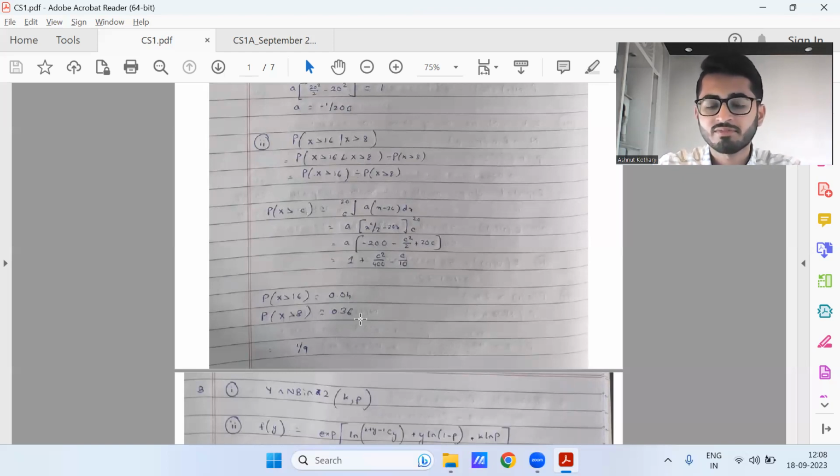In one of the scripts, a very bad mistake was done in the sense that we had to divide probability x greater than 16 by x greater than 8. So that student had written that, but instead of taking 1 by 9, had mentioned the answer as 9.